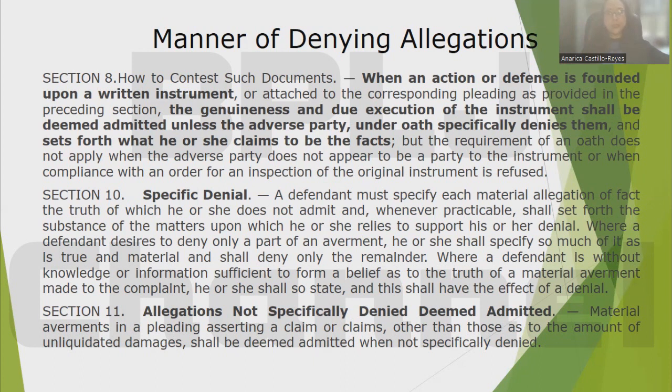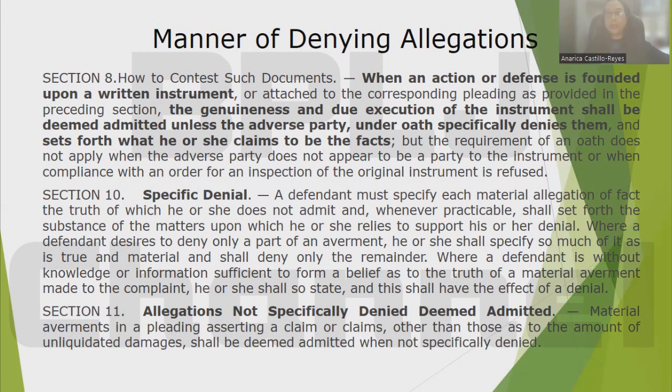When a defendant desires to deny only a part of an averment, he shall specify so much of it which is true and shall deny only the remainder. That is what is called a partial denial. So you partially admit a portion of the statement and deny the rest.